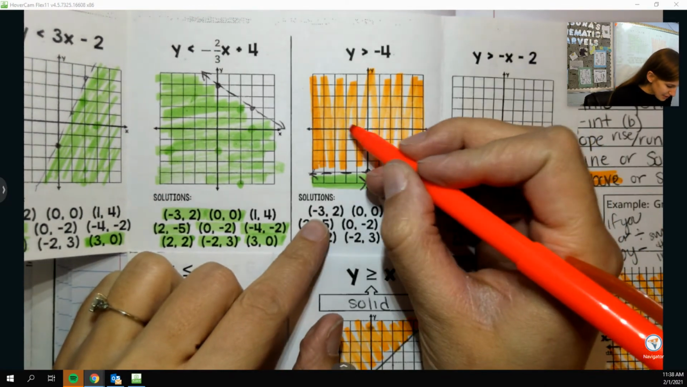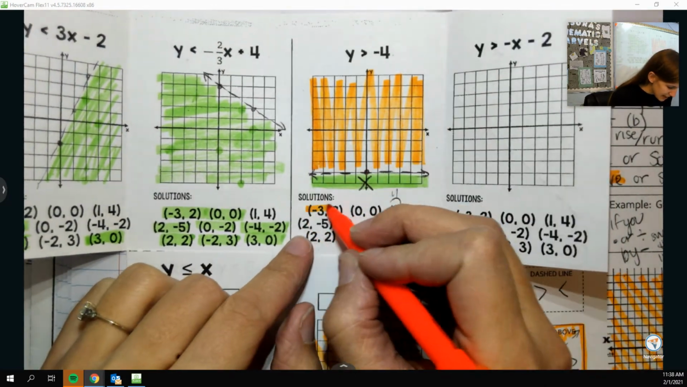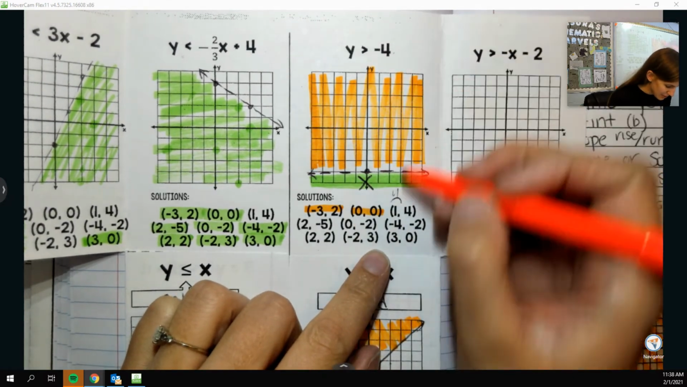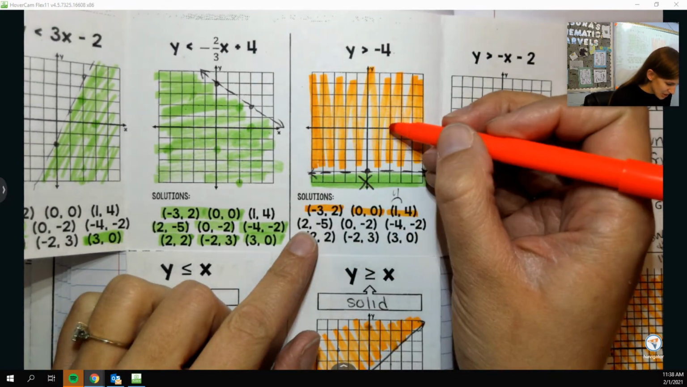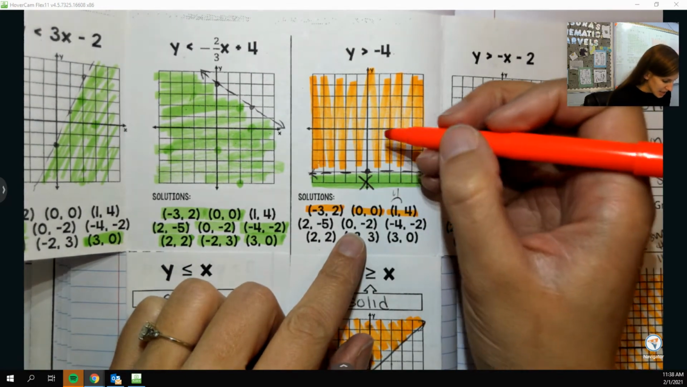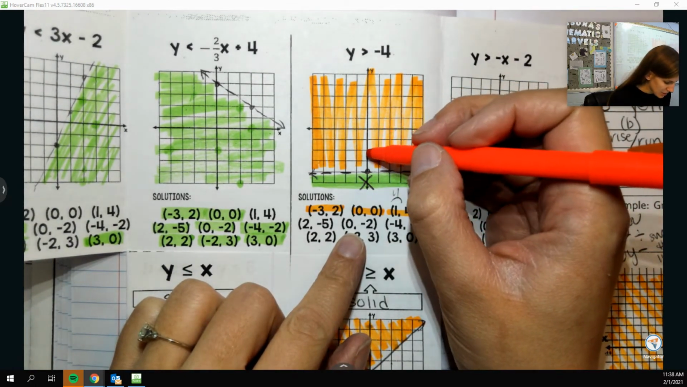So, okay, negative 3, 2, that's in. 0, 0, that's in. 1, 4, that's in. 2, negative 5. Ooh, that's not in. 0, negative 2, that's in.